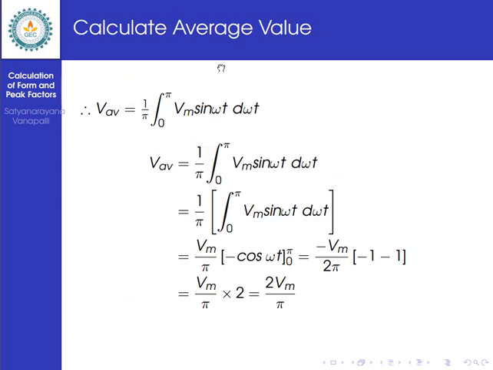We know that the average value V average is equal to 1 by T integral 0 to T V of t dt. So in this expression, time period is equal to pi radians, then V average is equal to 1 by pi integral 0 to pi Vm sin omega t d omega t. Finding the value of integral Vm sin omega t d omega t and substituting the limits 0 and pi, we will get V average is equal to 2 Vm by pi.